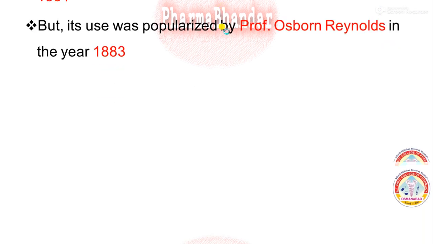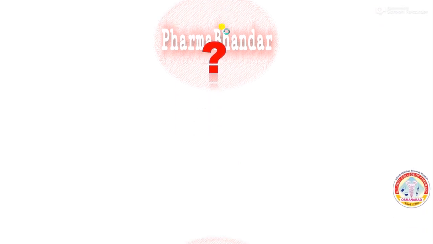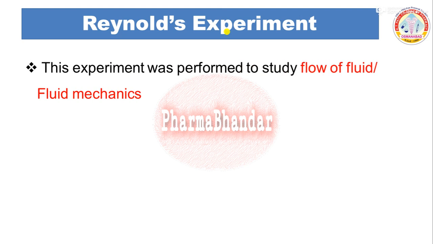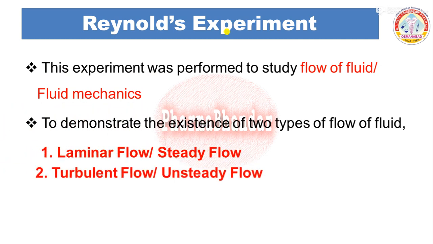So let us see what the objectives of this experiment are. This experiment was carried out to study the flow of fluid, or to study fluid mechanics, that is the study of fluid in motion, and secondly to demonstrate the existence of two types of flow of fluid, that is laminar flow and turbulent flow.